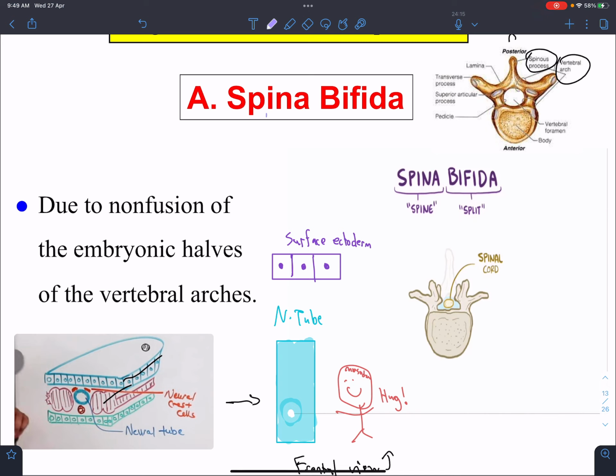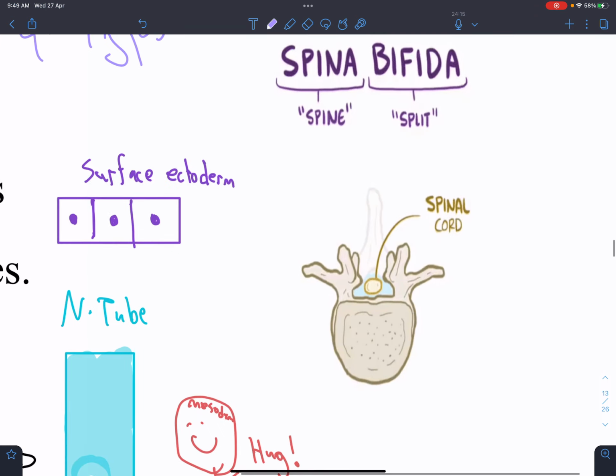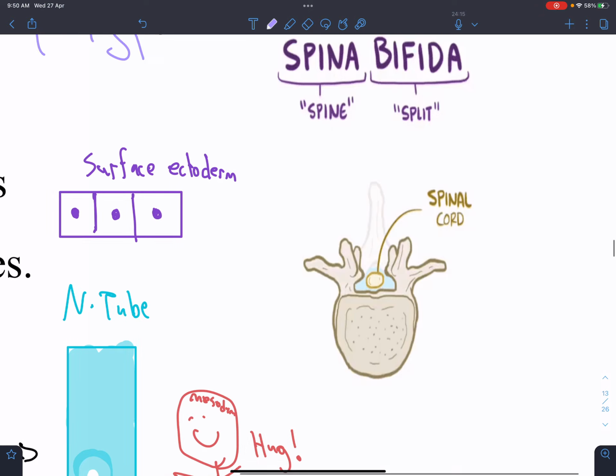The only difference between the 4 types of spina bifida we're about to see is whether the spinal cord will bulge out, only the spinal cord, called myelocele, or will it be the meninges, right? Or will it be both spinal cord and meninges, or will it not protrude at all? Will the spinal cord and its contents never protrude at all? That is called spina bifida occulta, okay?